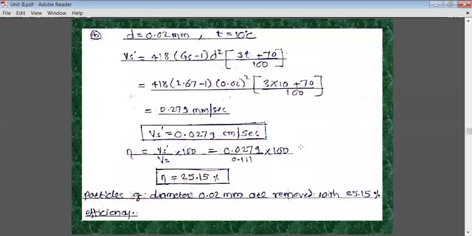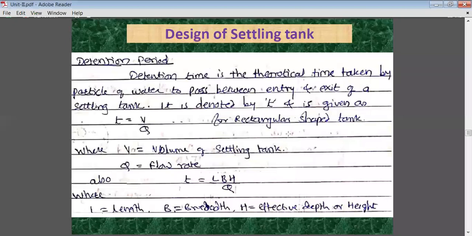Now, the next point is the design of a settling tank, or design of a sedimentation tank. Before that, we will learn the theory about this, and then we will solve problems based on it. To solve these problems, we should know some concepts. We will learn those concepts first.